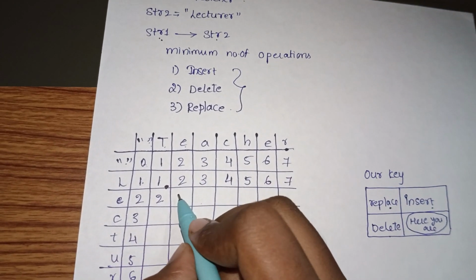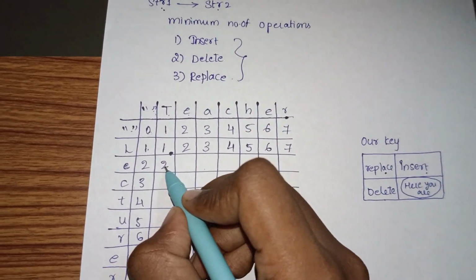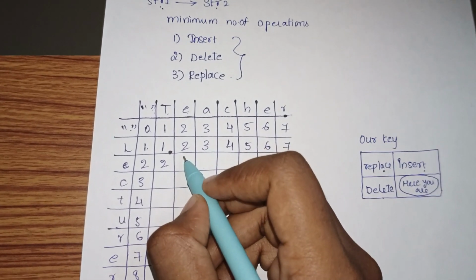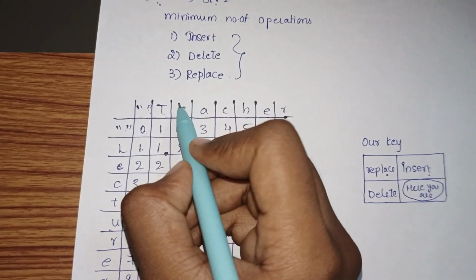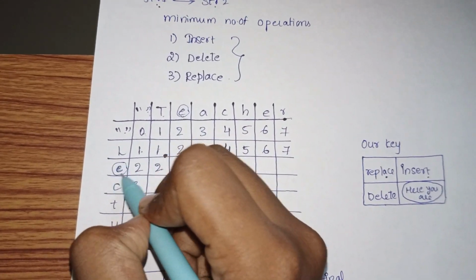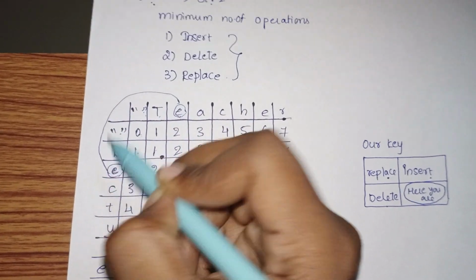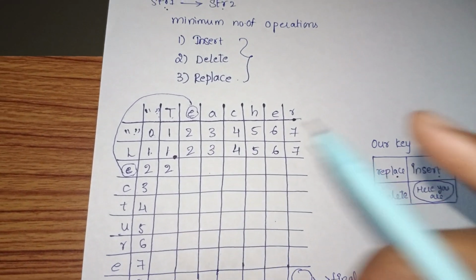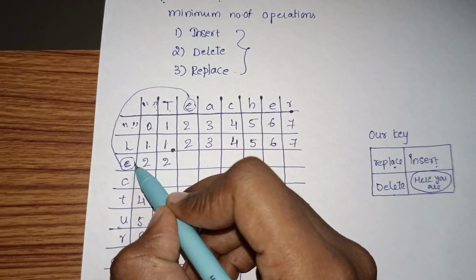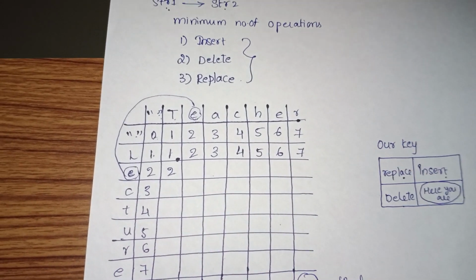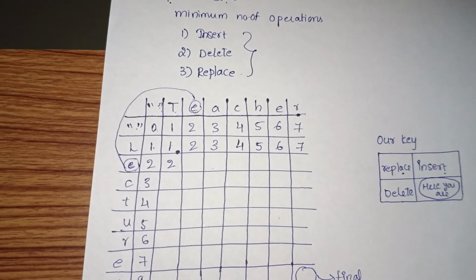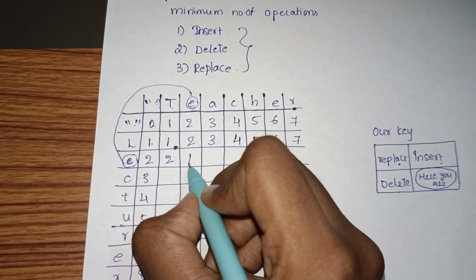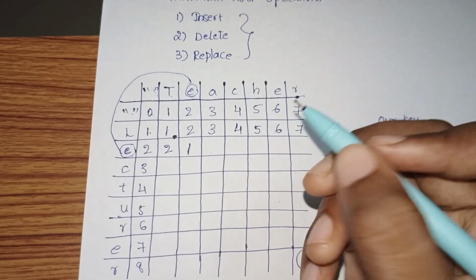And now observe it carefully. We are having minimum of 2, 1, 2 as 1. But you should not add +1 in this case because here E and E are identical. We will add +1 to the cell which is not identical. But here E and E are identical. So we should not add +1 to it. We will simply write the minimum of these 3 cells, that is 1. So write it as 1.